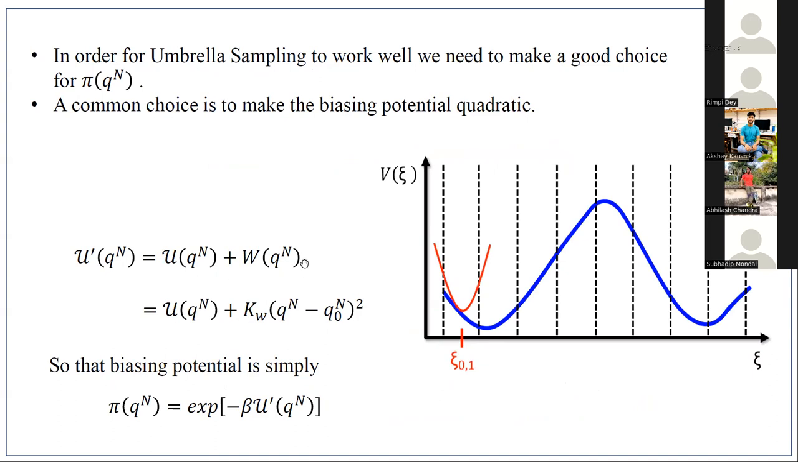So in this potential energy term, we add the weight function. This is the Hooke's potential. The biasing potential is simply this pi qn, exponential, that is equal to the exponential of this total potential, that is the actual potential plus the biasing potential. What we do in umbrella sampling is divide the reaction coordinate into several windows and apply the bias potential in each window to sample the phase space of interest.